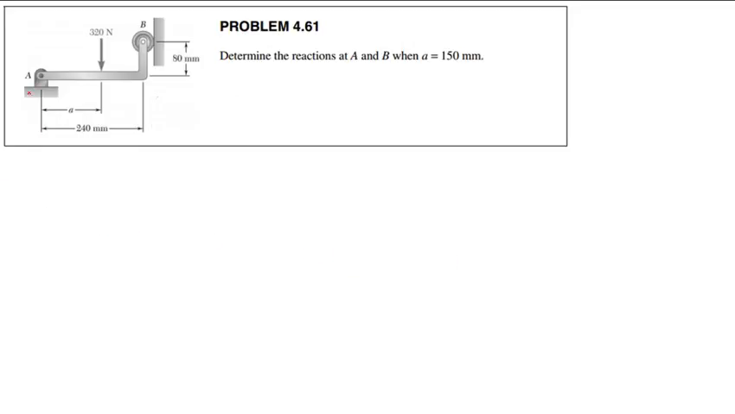Now the first thing I'm going to do is label my unknown reactions. So let's do that. I'm going to have my reactions here, AY, and AX. Then I'm going to have BX. I'm going to just assume everything is moving up and to the right, simply because I'm lazy and I like to just assume everything is up and to the right, and then if I get a negative number, I'll know it's pointing in the other direction.